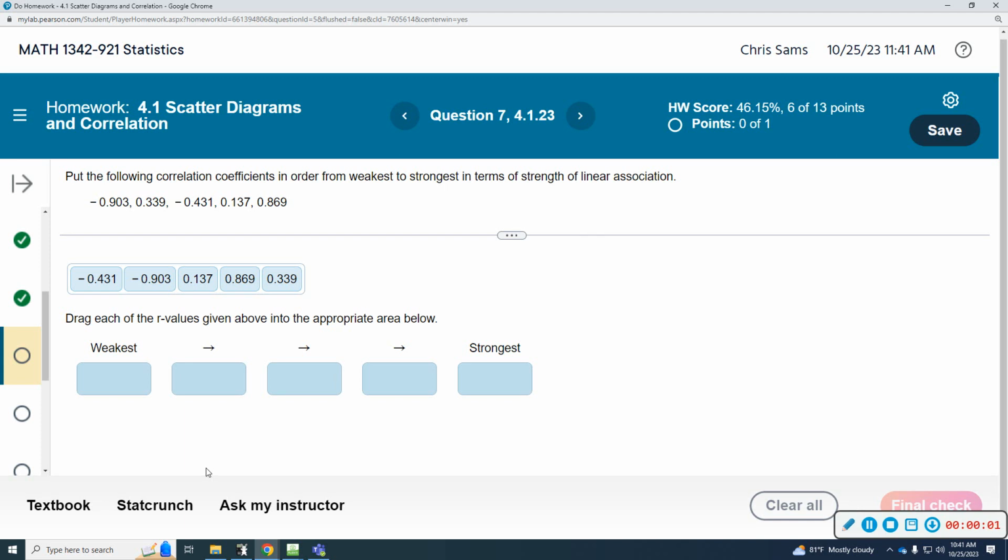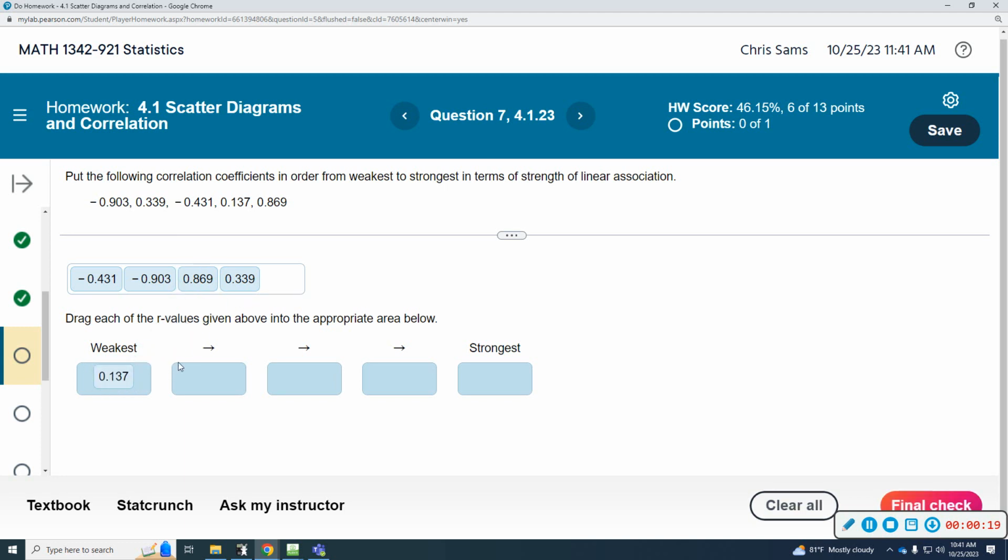All right, number seven, we want to put the correlation coefficients in order from weakest to strongest. So the one that's closest to zero to the one that is closer to either positive one or negative one. So for the smaller value, you want to think about the absolute value of each of these numbers. The smallest value is this one.